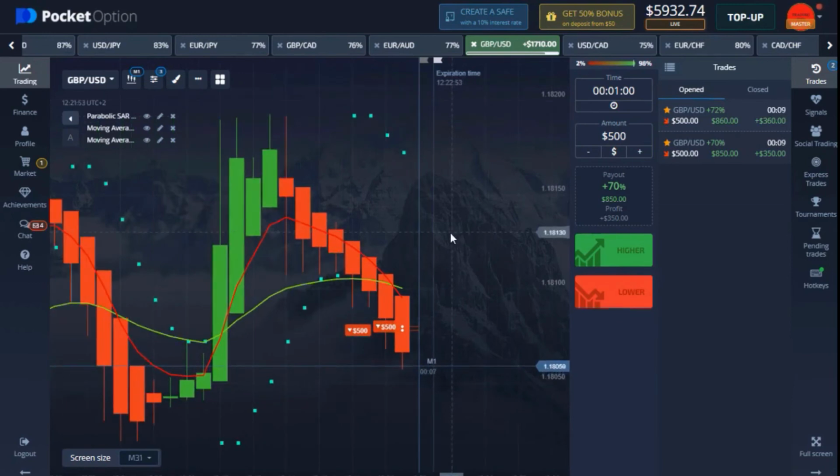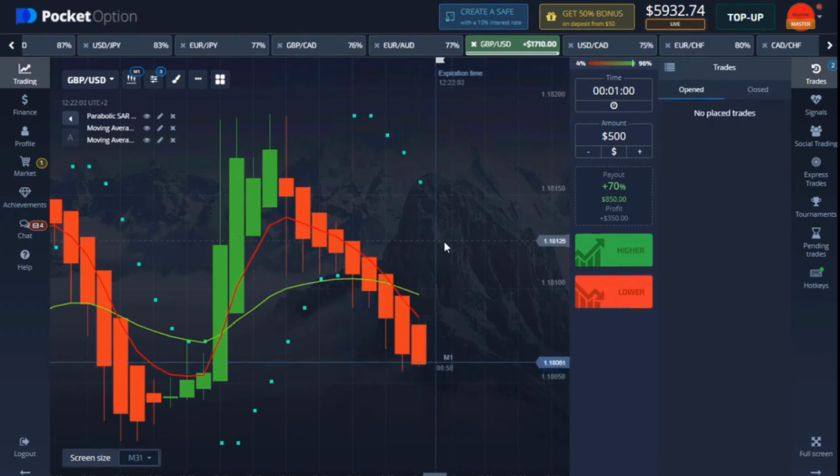So guys, let's wait and see. I think we have less than 6 seconds to close this trade. Okay, I think we have 2-1 right there, and we are in the money on the trade.